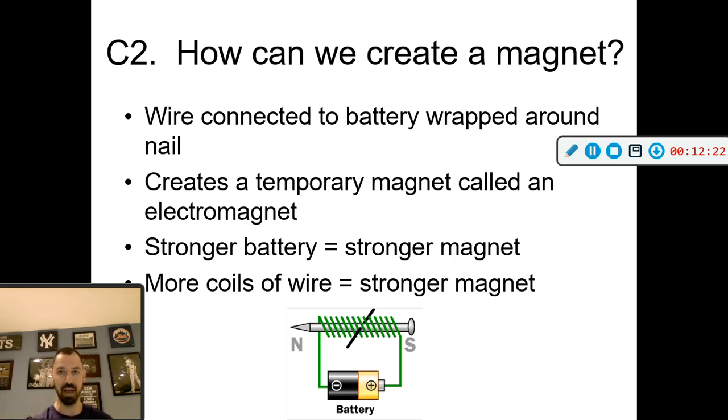So, a neat little application. These are used in different places, sometimes magnetic locks, things like that. But you can turn it on and off by turning off the power of your power source.